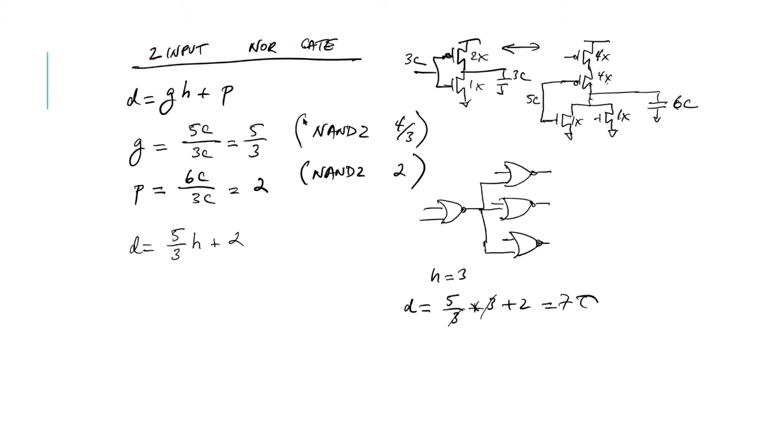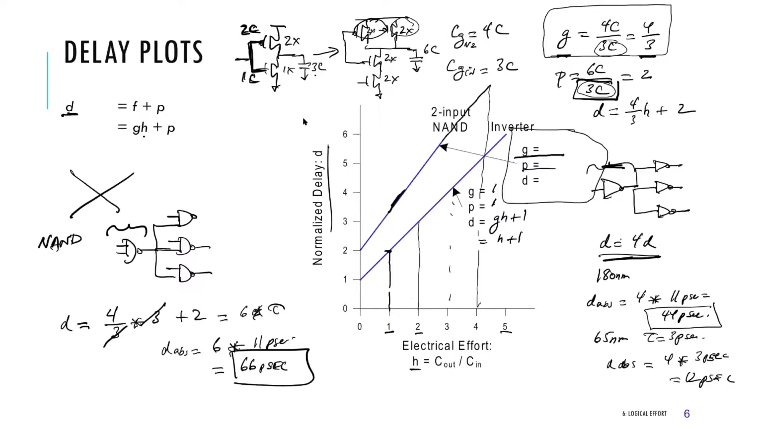And again, assuming it's our 180 nanometer process, we said that tau was 11 picoseconds. So this delay ends up being 77 picoseconds for a NOR 2. And remember, we had 66 picoseconds for a NAND 2 and 44 picoseconds for an inverter. So it means that, yeah, go ahead.